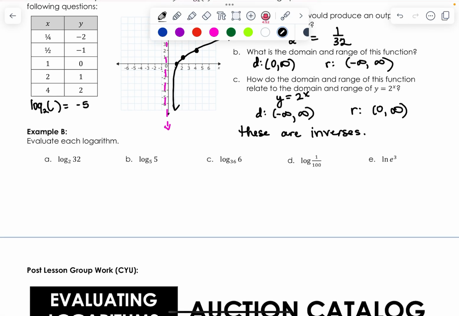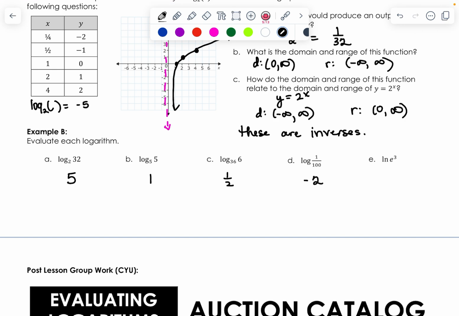All right, then in example B, 2 to what power is 32? That's 5. 5 to what power is 5? That's 1. Now 36 to what power is 6? That's actually the square root of 36. So we would say the 1/2 power.